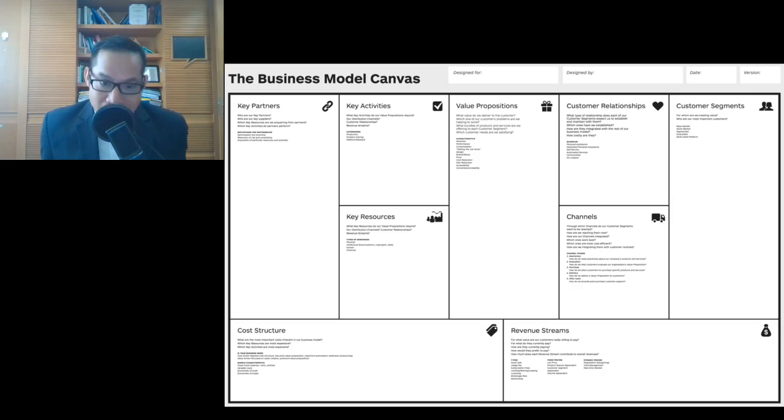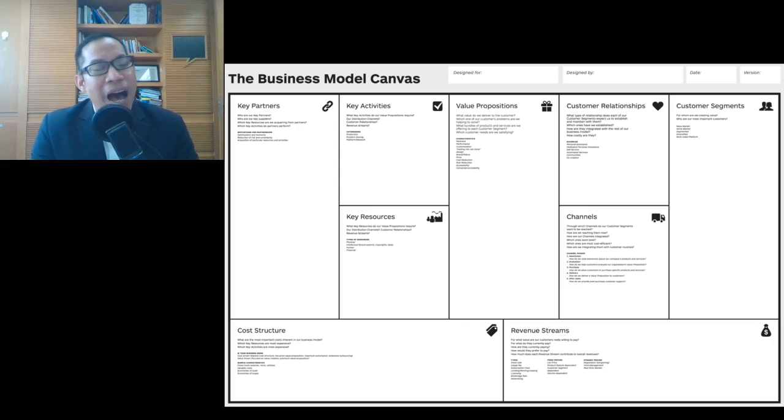Well, as the name suggests, the typical use case for the BMC is to outline the fundamental building blocks of a business. It also can work very well for a product or service. So, as an introductory part of the learning of this topic, I'd like you to look at the details on the elements of the BMC.